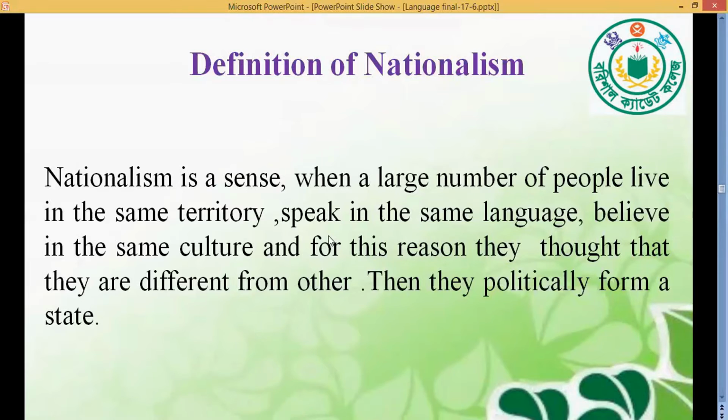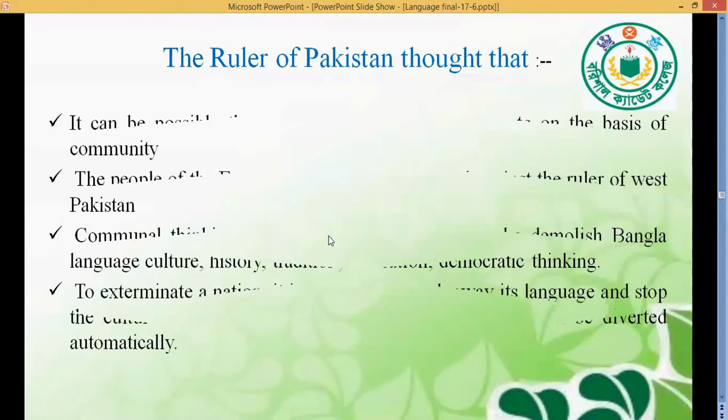But according to the definition of nationalism, the united Pakistan was not in the same territory. The language was not the same, the culture was different, and they were not of the same thinking. The distance between the two portions was nearly 1,200 miles. Correct?